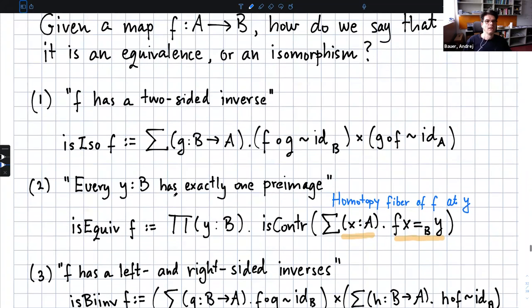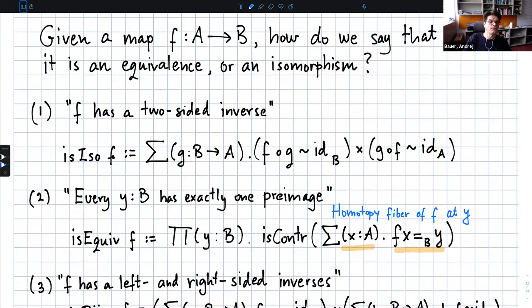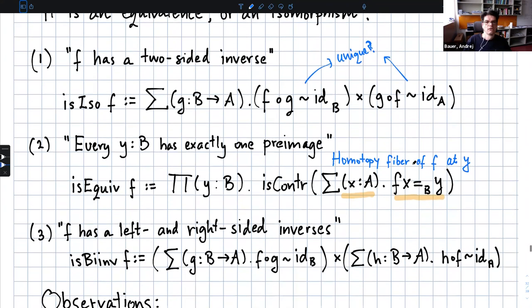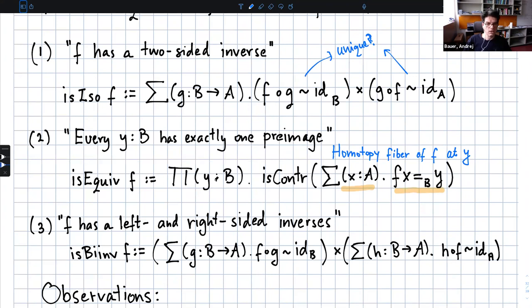And you may wonder, but how could F have more than one inverse? I know from kindergarten that if F has an inverse, the inverse is unique. Yes, the inverse is unique, but you need to ask whether these equalities are unique. If you want there to be exactly one way to have an inverse, not only should G itself be unique, but also the way in which it's an inverse needs to be unique. And that's where the problem lies. So it turns out that is equiv is a property, but is iso is not necessarily a property.